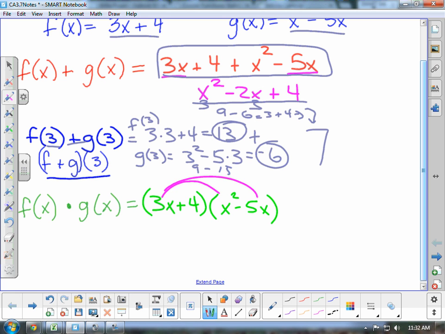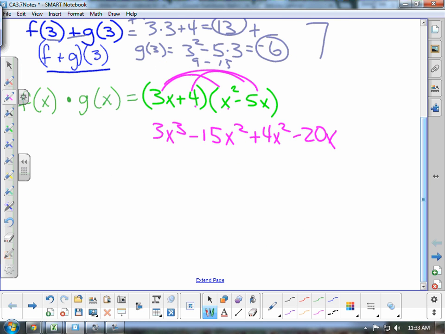And so those two first, 3x times x squared, would be 3x cubed. 3x times a negative 5x would be a negative 15x squared. 4 times x squared would be plus 4x squared. And 4 times a negative 5 is a negative 20x. And then, of course, you can combine these two because they are the same variable and exponent. So 3x to the third minus 11x squared minus 20x.